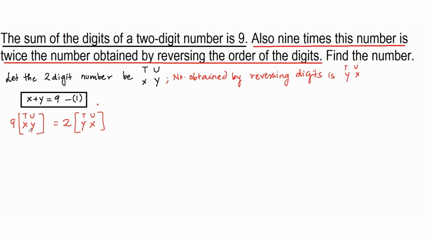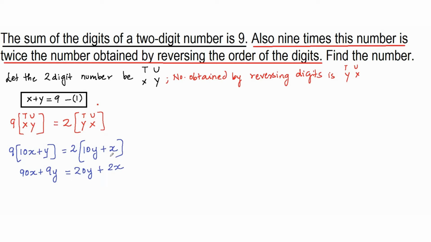I know that the value of xy, not x into y, mind you, xy, with x in the tens place, is 10x and y in the units place is y, equals 2 times, the digit in the tens place is y, so it is 10y plus x, right? So now let's open the brackets. 9 into 10x is 90x and 9 into y is 9y equals 2 into 10y is 20y plus 2x.